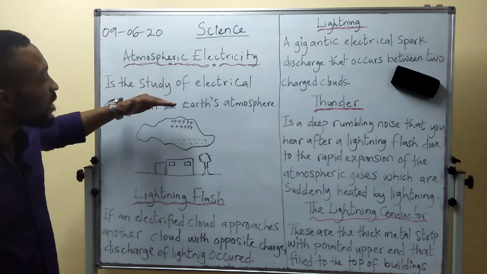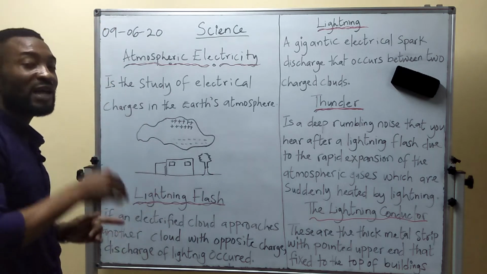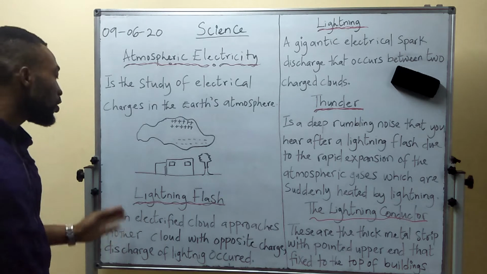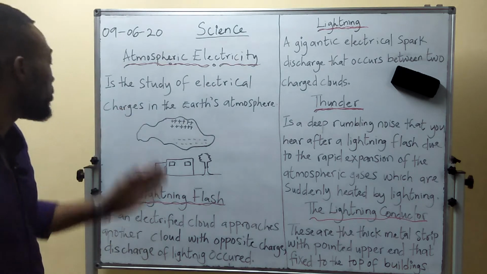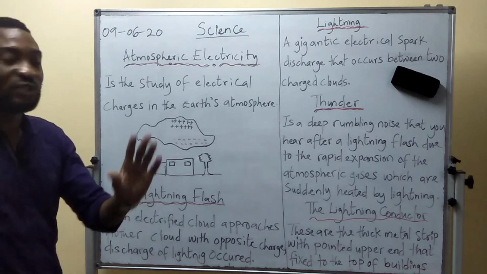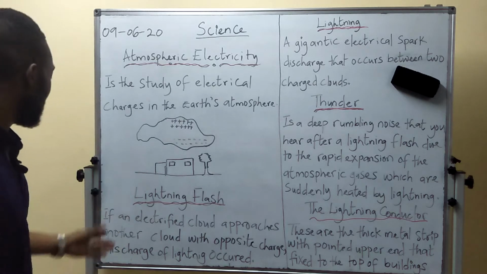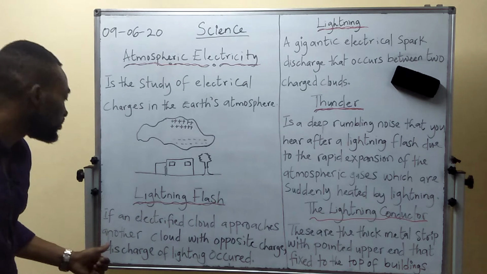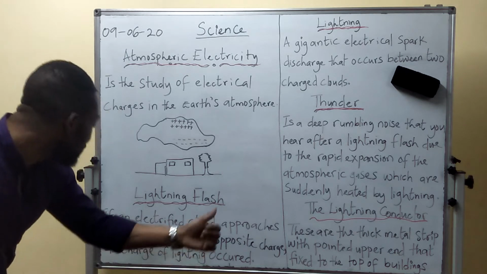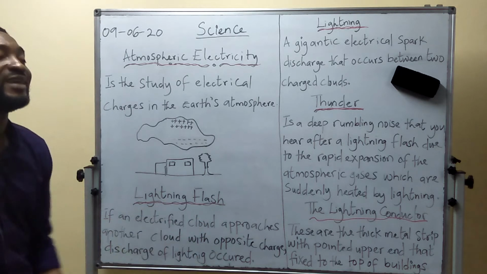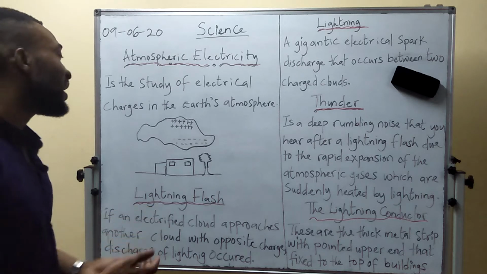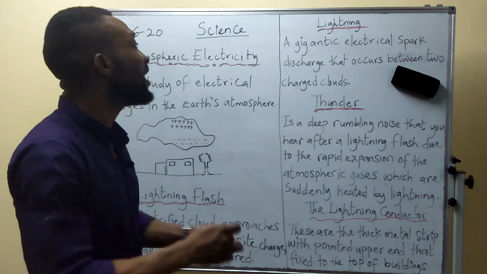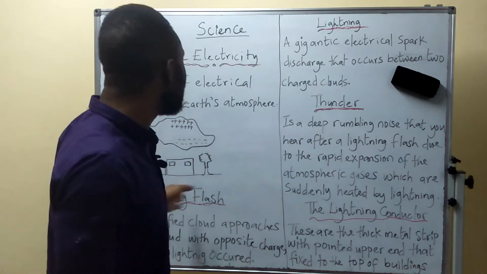The upper part of the cloud with a positive charge and the lower part of the cloud with a negative charge collide. A spark will first occur. This spark that will occur is lightning flash. We call it what? Lightning flash. It says if an electrified cloud approaches another cloud with opposite charges, discharge of lightning occurs. Like I said, if they get in contact with one another, this discharge of lightning will occur. So this is lightning flash.